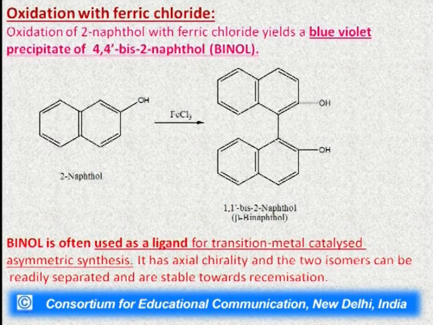This naphthol can also undergo oxidation with the ferric chloride. On reaction with ferric chloride, we are getting blue-violet precipitate of 1,1'-bi-2-naphthol, which is also called as binol. This is the complex which is called as binol. Here 2 molecules of beta naphthol will fuse together in the presence of ferric chloride, and we are getting here beta binaphthol, which is called as binol.